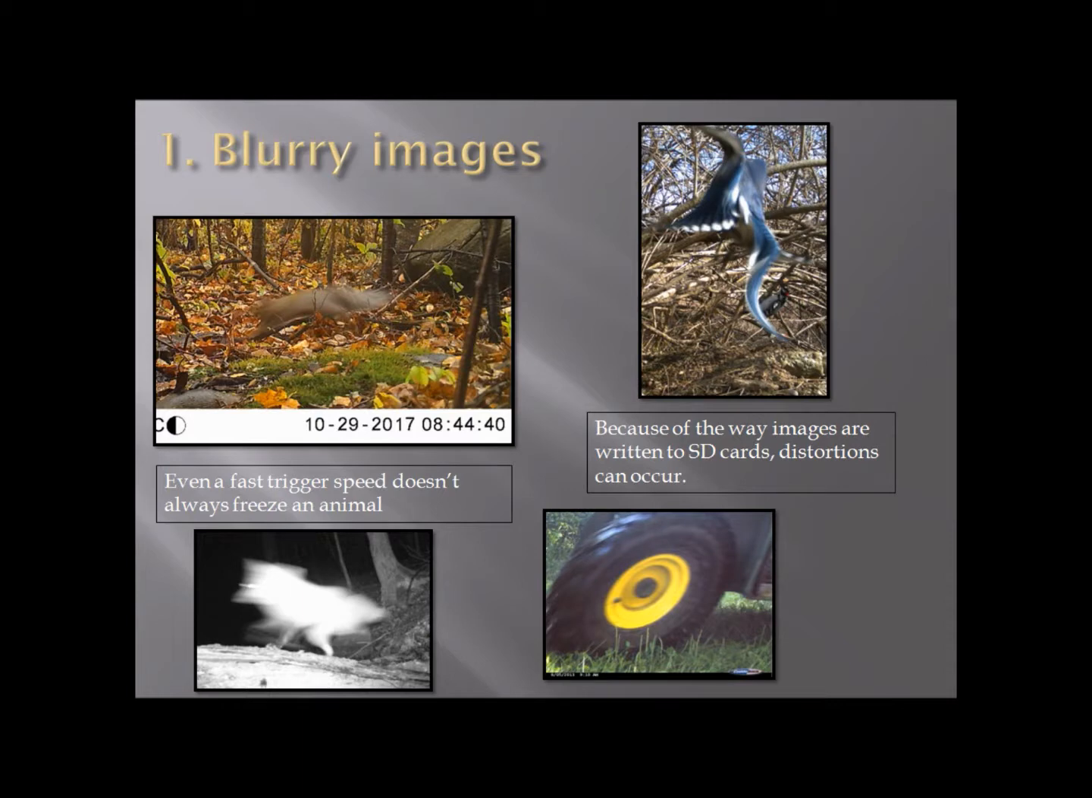In addition to blurriness, distortions can occur when something is moving very quickly in front of the camera. That's because the SD card is written in a very specific way. So when an object is in motion, it can really change the shape that's captured on the image. Look at that tire in the bottom right. Obviously that's a round tire, but it appears oval because of this effect.